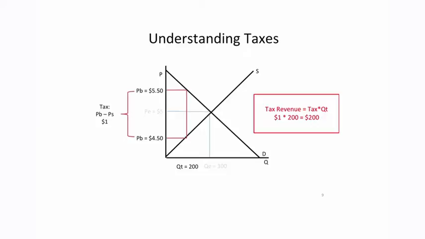So here, the tax revenue, again, is going to be the tax multiplied by the quantity sold. So therefore, the tax revenue is going to be $200.